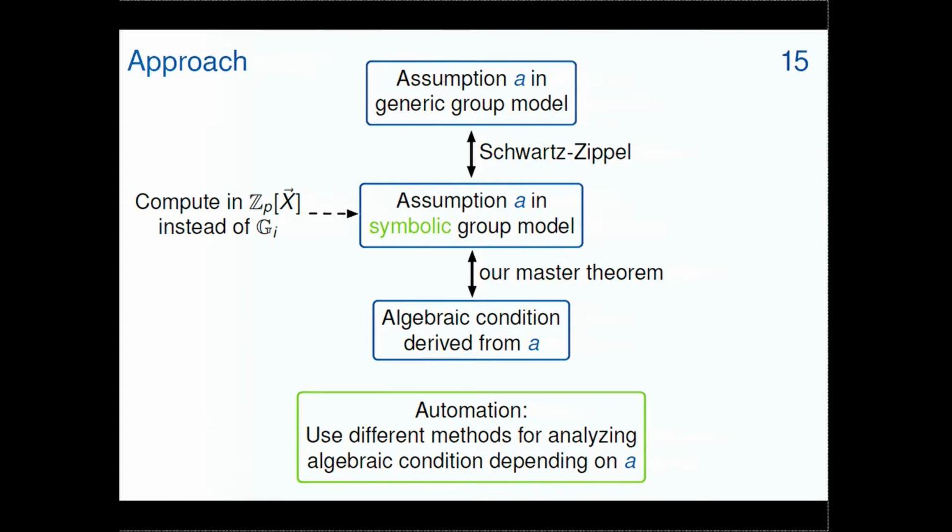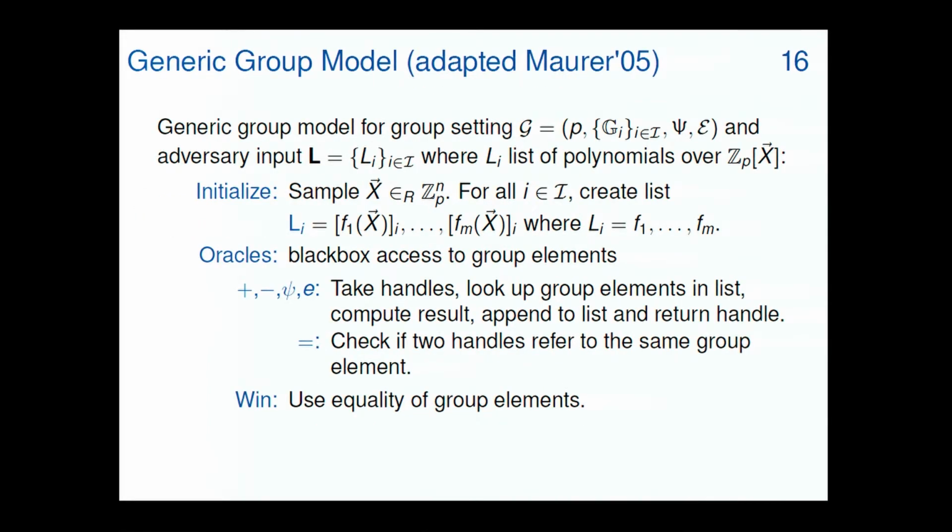And then for the automation, we use different methods for analyzing this algebraic condition, depending on the concrete shape of the assumption. So first, our version of the generic group model is a straightforward adaptation from the model proposed by Maurer, which uses handles for group elements.